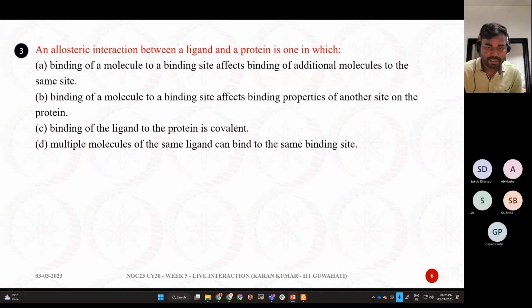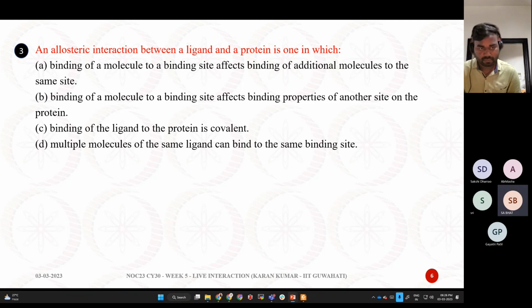Now the next question is regarding the allosteric interaction. Okay, your question is, an allosteric interaction between the ligand and protein is one in which, option A, binding of a molecule to the binding site affects the binding of an additional molecule to the same site, or option B, binding of a molecule to a binding site affects the binding properties of another site on the protein. Option C, binding of the ligand to the protein is covalent, or option D, multiple molecules of the same ligand can bind to the same binding site. What is the allosteric interaction? Anyone?